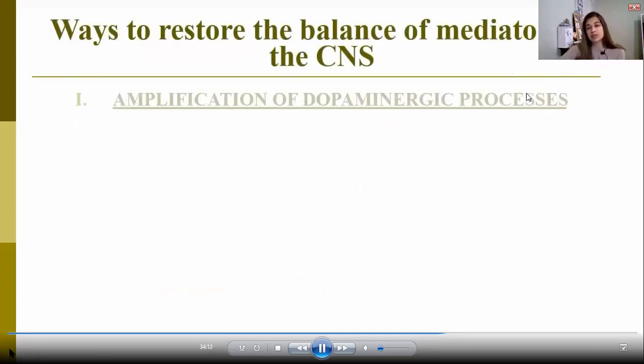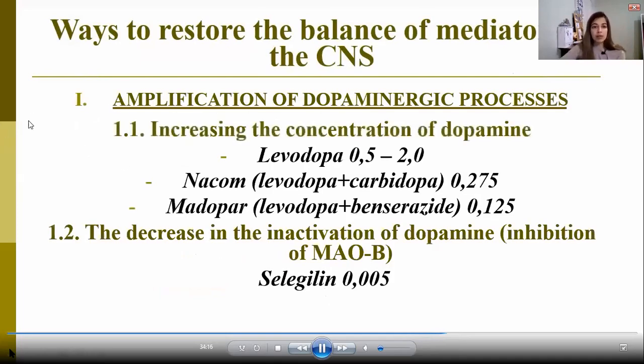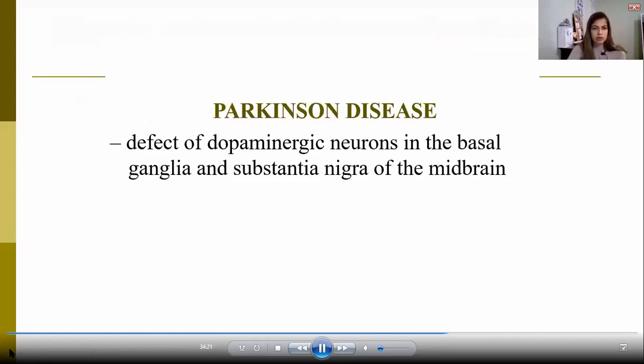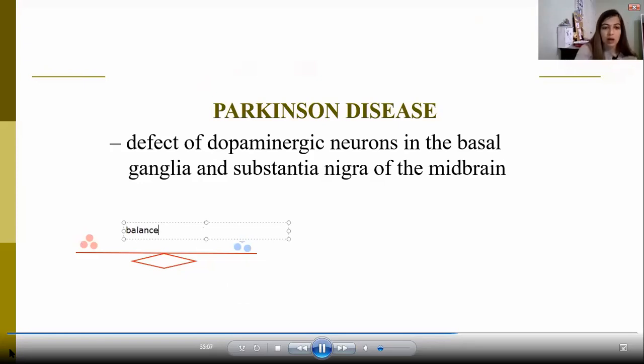Ways to restore the balance of mediators in the CNS. As I told you, we have problems in the dopaminergic process. So what happens in the brain when we have less dopaminergic activity? I will now make a picture for you with the balance of neurotransmitters in the brain. In our CNS, we should have enough activating neurotransmitters and inhibiting neurotransmitters. Why? Because they make a balance for our body, not to be too excited and not to be too relaxed. In normal condition, we have red activating and blue inhibiting neurotransmitters in balance. So we have 3 on one side, 3 on the other side. This is just a scheme, but you can see that there is more or less the same amount of activating neurotransmitters and inhibiting neurotransmitters.